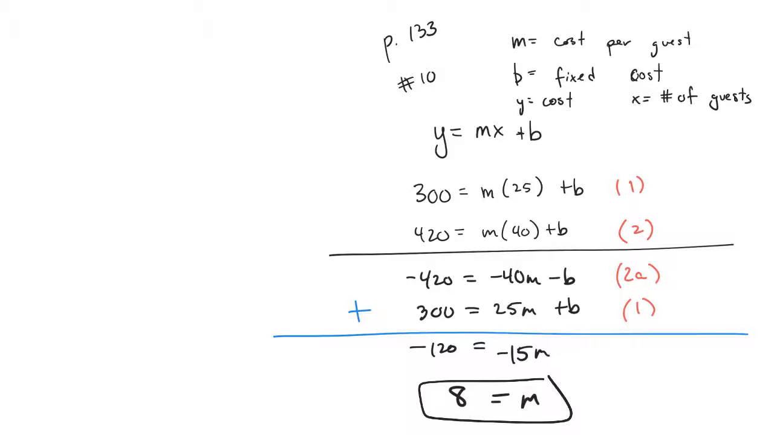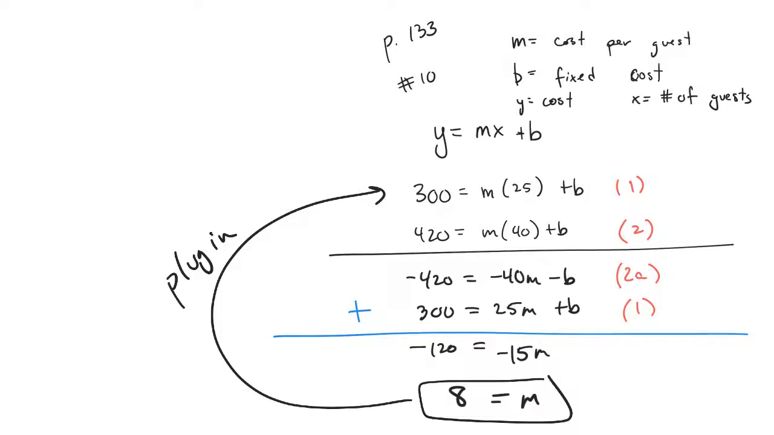Either one. I'll plug the 8 in real quick to this one, because 8 times 25, I can do it in my head, it makes 200. It means the fixed cost is 100. It just makes sense to plug it into equation 1. So plug that back into equation 1. Right? And you get that the fixed cost, the B value, turns out to be $100. So $100 for the caterer to show up, $8 per head, per person.